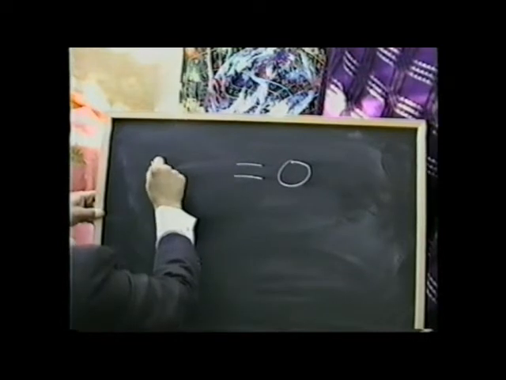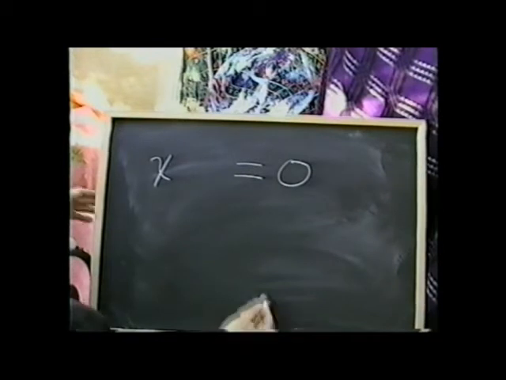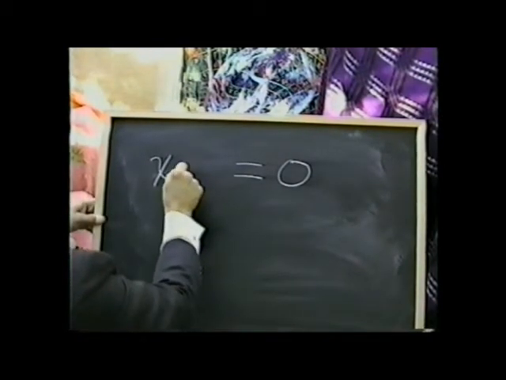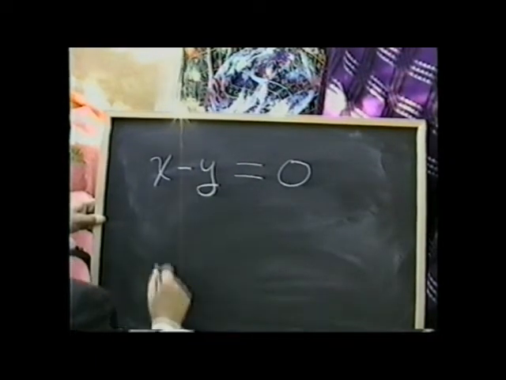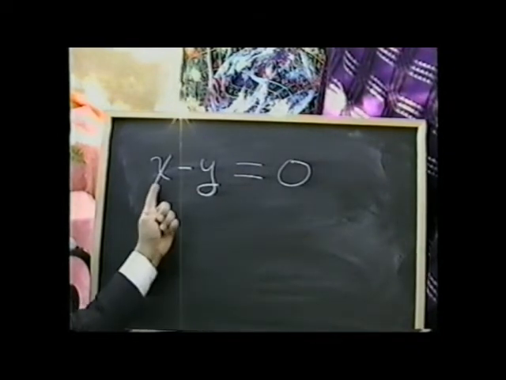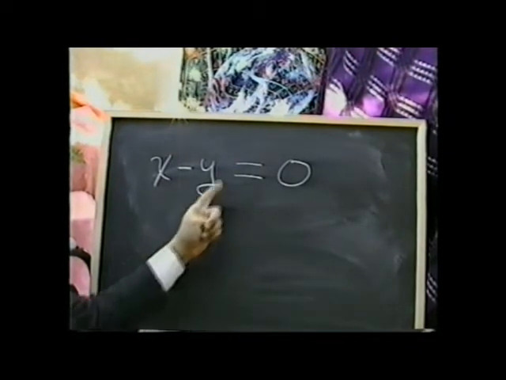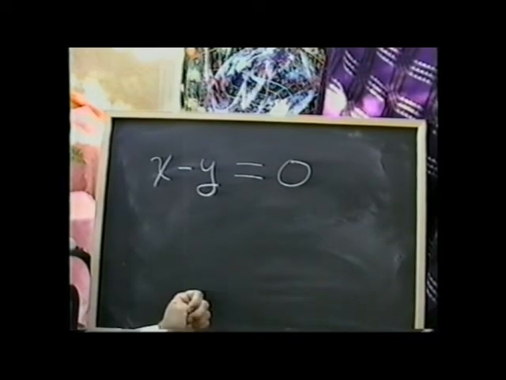So this, for example, say if x represented a number minus y, if this equals 0, there's more than one number for x and y that'll do that. For instance, 1 minus 1 equals 0, 2 minus 2 equals 0. We all remember that from kindergarten.